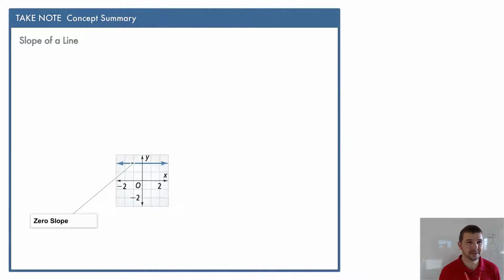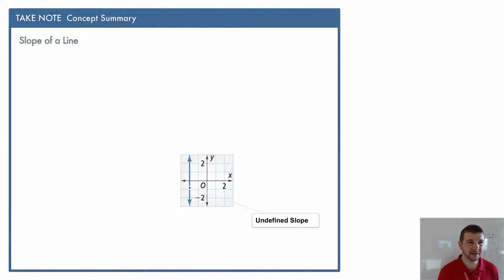Bottom left, zero slope, so a flat or perfectly horizontal line. Not positive slope and not negative slope. And then finally at the bottom right, undefined slope, so a vertical line.